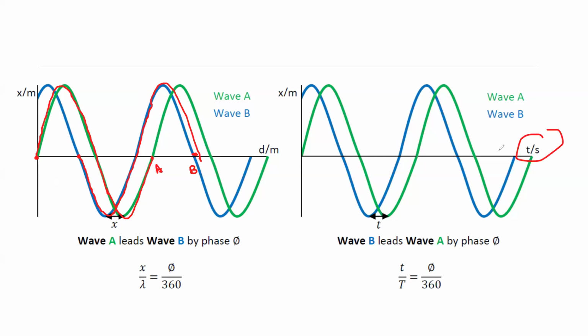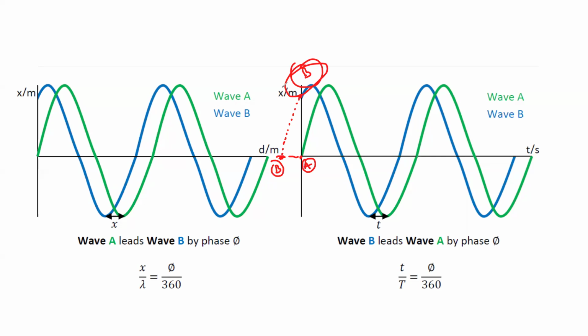But if it is a time axis, it means we start to observe these waves at a moment, and B is already here. So B has already started from the mean position and A is just starting now. When we start to observe, B is ahead of A. For example, when you start the timer and you observe B and A, B is already at or near the extreme position. So you consider that B has already started its phase. So B is leading and A is lagging, because when you start to observe, A is starting from here, but B has already started from some point and is at its extreme position. So in this case, B is leading and A is lagging.